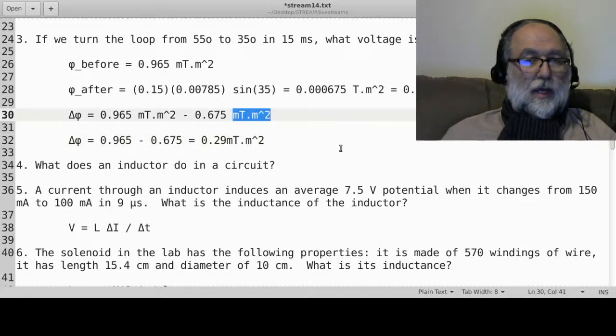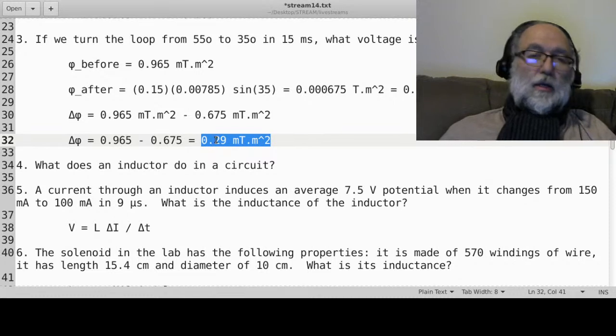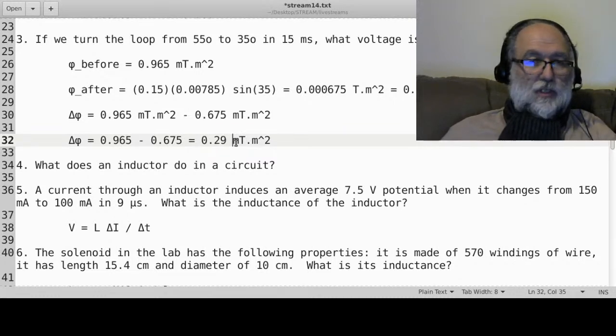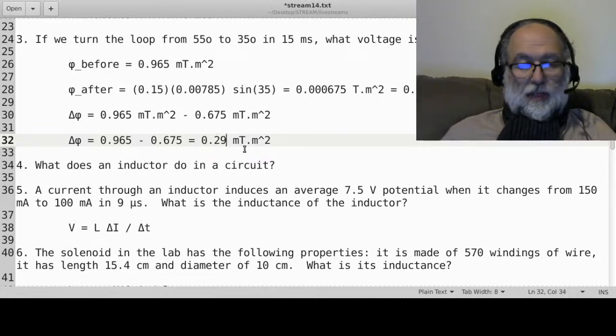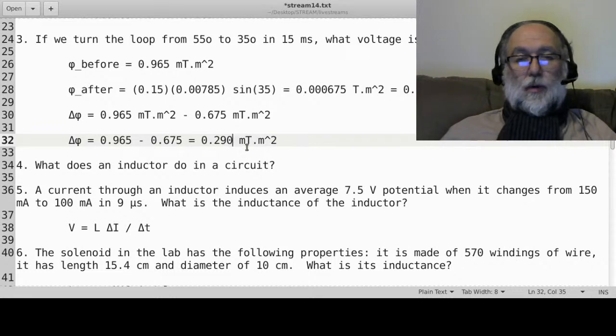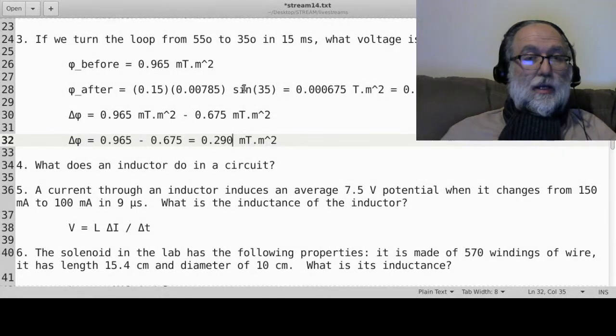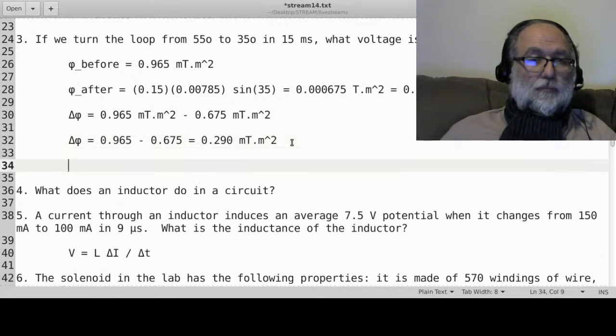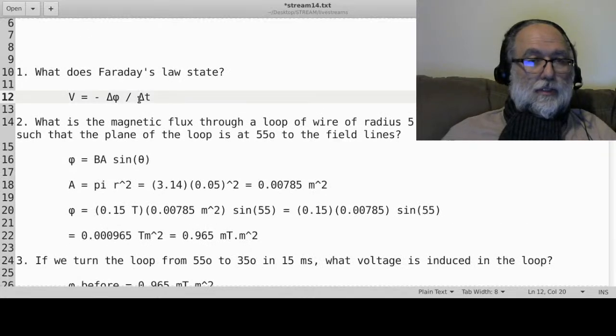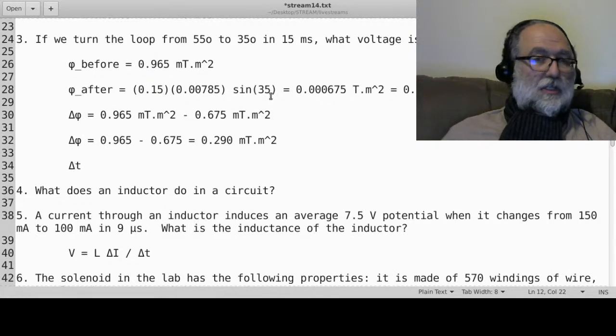Millitesla meters squared. Okay, so there's your change in flux. Your change in flux is going to be about 0.3, 0.29, 0.290. Actually, we have one more significant figure there, 0.290 millitesla meter squared. Okay, so there's your change in flux. How long does it take to do that? Well, that's your delta T, and there's delta T there like that. I just tell it to you directly.